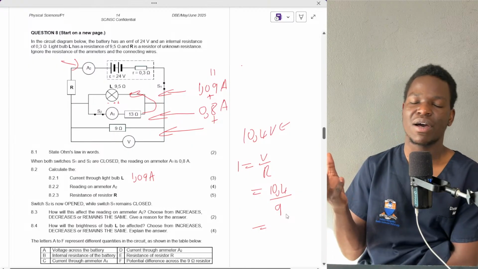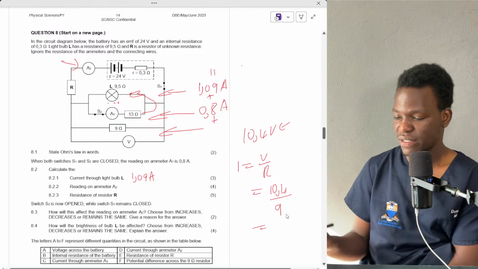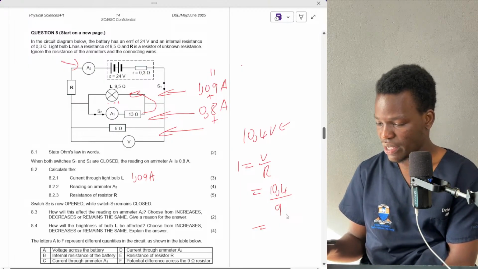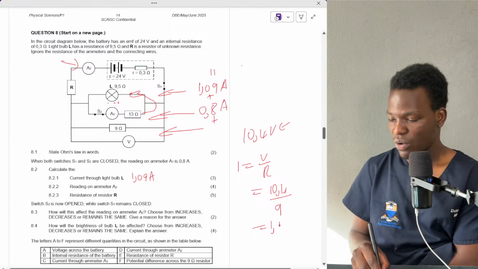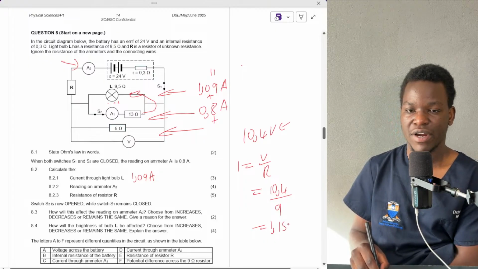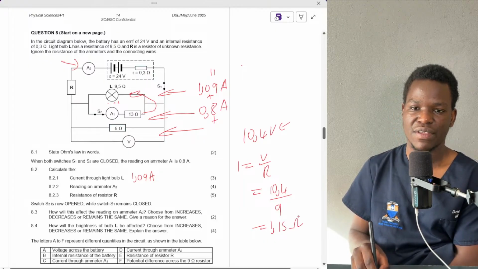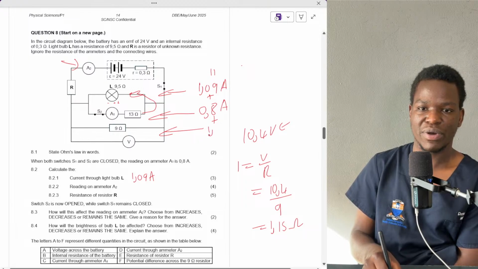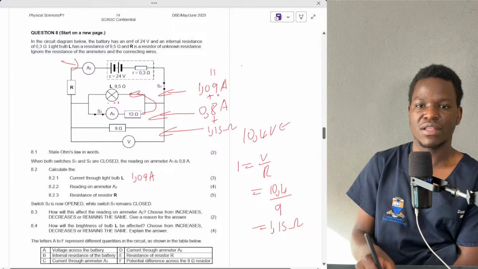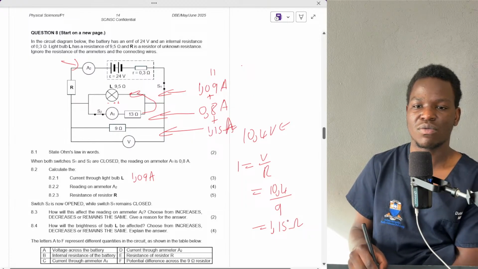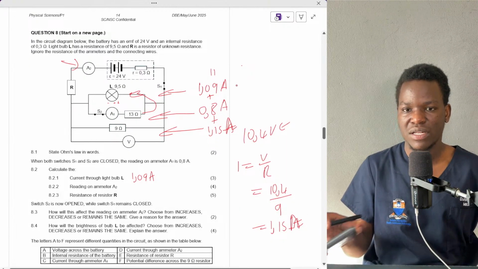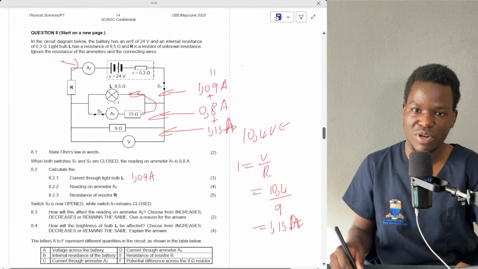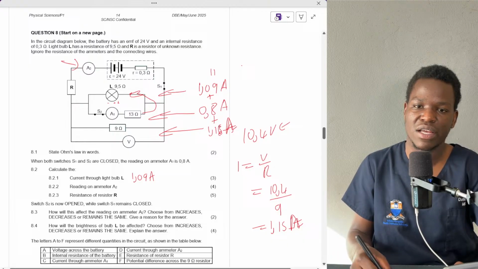10.4 over R. What is our R again? Our R is the 9. And then it says 1.15 amperes. So this is going to be 1.15 amperes, not ohms. So now we just add all that. So it's 1.16 technically, because I can round it up.